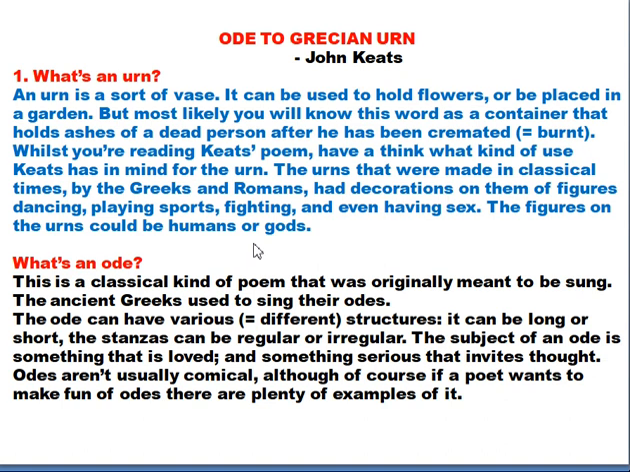Now the question arises, what is an ode? Because we are reading a poem which is an ode. This is a classical kind of poem that was originally meant to be sung. The ancient Greeks used to sing their odes.